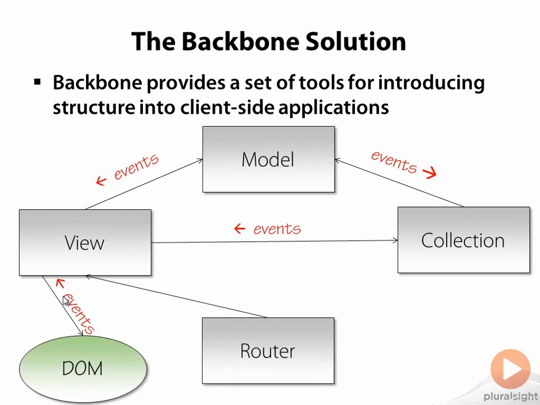Backbone routers are used to simulate page changes and to provide support for page history and bookmarking. What I've shown here are not rules, but more like a starting point. In particular, a router may optionally depend on models or collections. What's shown in the diagram is the simplest configuration. Backbone is a loose collection of helpful components. You can use them any way that makes sense to you.